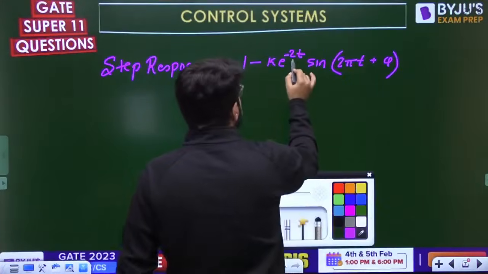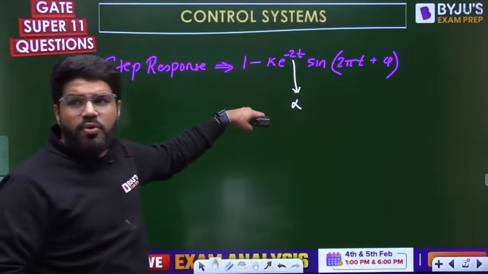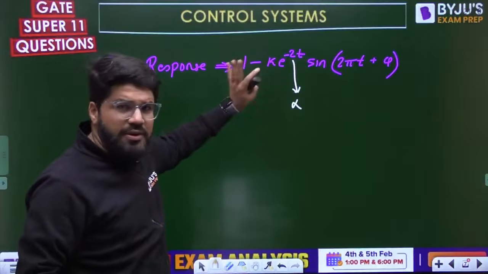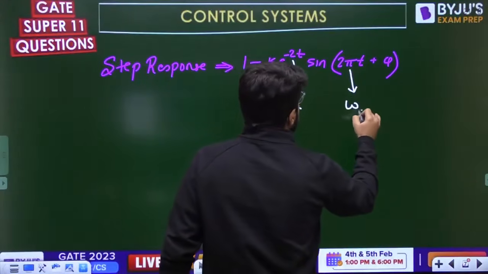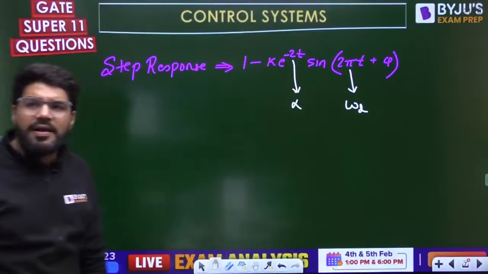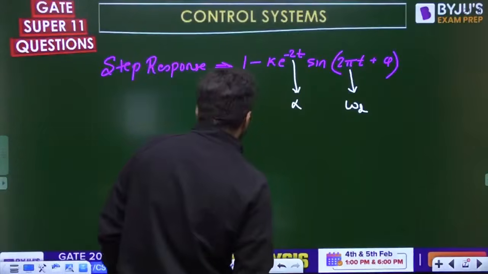Look simple, guys, because this has to be 1 minus e power minus alpha t upon under root 1 minus zeta square, into sine of omega dt plus phi. So we don't need the value of k here; alpha will be sufficient. So omega d seems to be 2 pi. Now what is the settling time and what is the peak time?